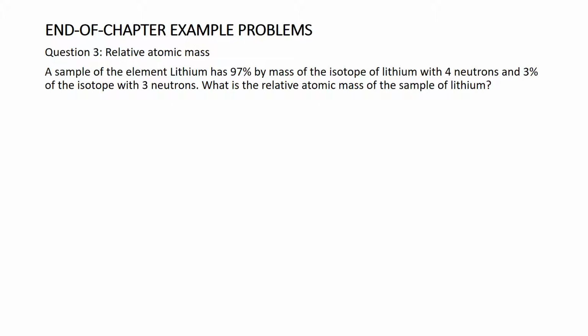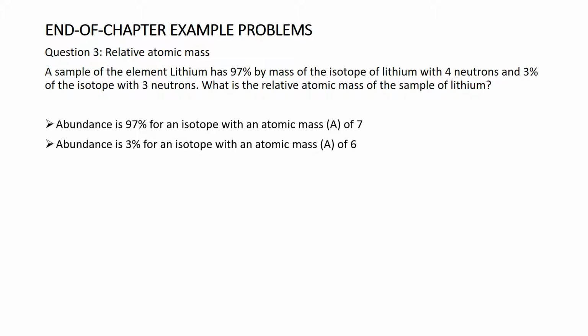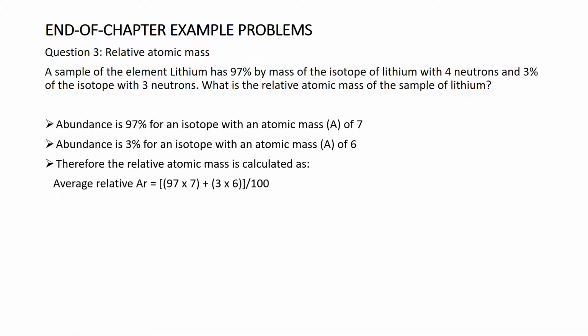If it has 4 neutrons, it means that it has an atomic mass of 7, because lithium has 3 protons from the periodic table. And the abundance is 3% for the isotope with an atomic mass of 6. Again, when I get the 6, it's 3 plus 3, 3 neutrons plus 3 protons. Therefore, our relative atomic mass will be calculated as 97 multiplied by 7 plus 3 multiplied by 6, all divided by 100. Our final answer is 6.97.